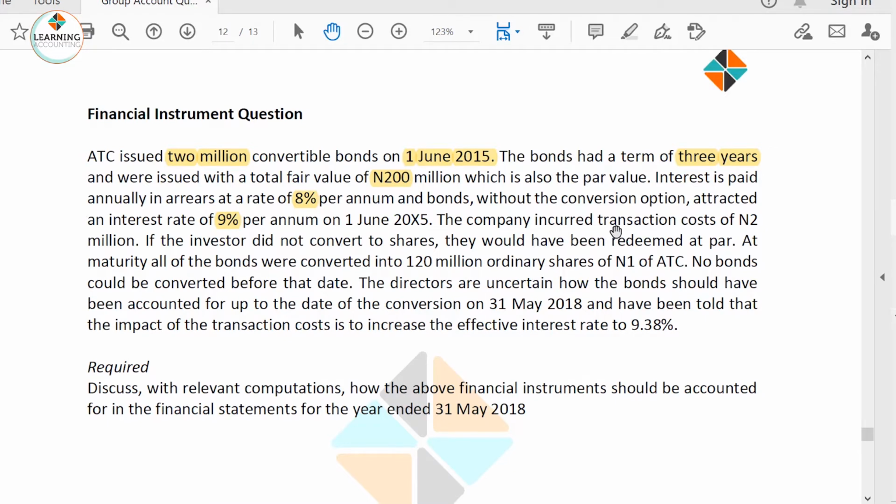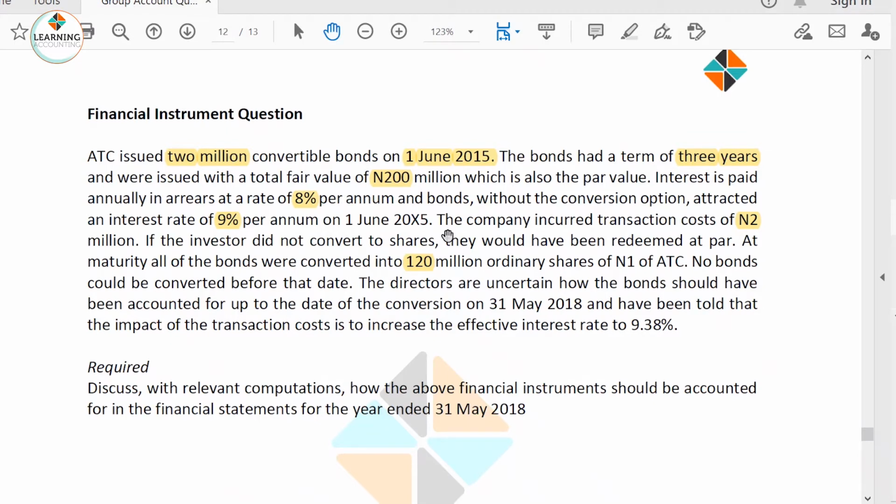The company incurred transaction costs. Sometimes you could see it as issue cost, sometimes you can see it as direct cost, of 2 million naira. If the investors did not convert to shares, they would have been redeemed at par. At maturity, all of the bonds were converted into 120 million ordinary shares of $1 of ATC. No bond could be converted before that date.